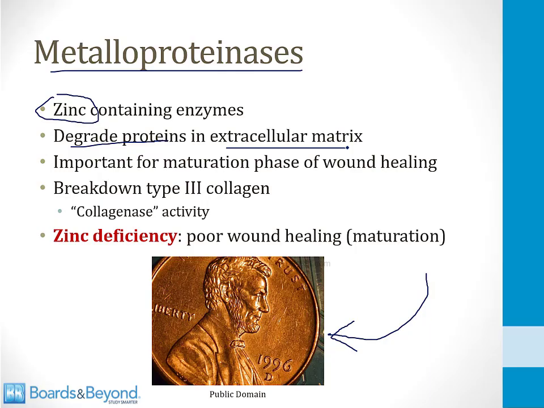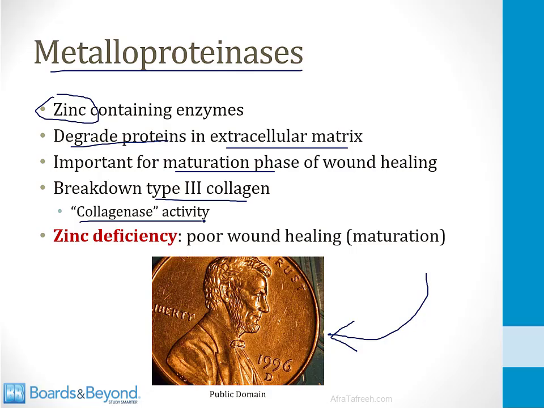But anyway, the role of metalloproteinases in terms of scar formation is to degrade proteins in the extracellular matrix. This makes them important for the maturation phase of wound healing. And one thing they do that it's high yield for you to know about for step 1 is they break down type 3 collagen. They are said to possess collagenase activity. And we talked earlier about how initially scars have type 3 collagen, but it goes away. And one of the reasons it goes away is because of these enzymes.